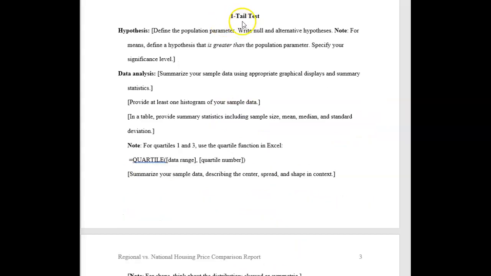So let's work through and solve this hypothesis test. Our population parameter is the listing price of homes in our region. Write out your null and your alternative hypothesis like we just discussed. And for significance level, I suggest using 0.05. That's very standard to use for hypothesis tests. But if you pick a different one, that's fine. Just justify why you chose a different significance level.